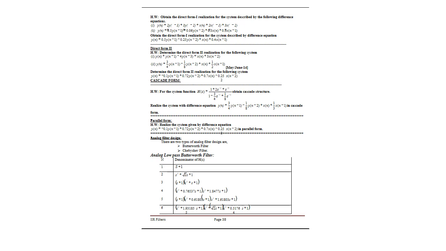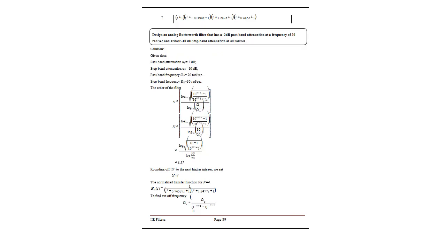For 6, s squared plus 1.93185 s plus 1. Next is s squared plus root 2 s plus 1, s squared plus 0.5176 s plus 1. Okay. For 7 it is s squared plus s plus 1 into s squared plus 1.80194 s plus 1, s squared plus 1.24 s plus 1, s squared plus 0.445 s plus 1.